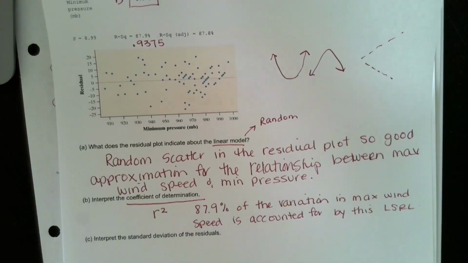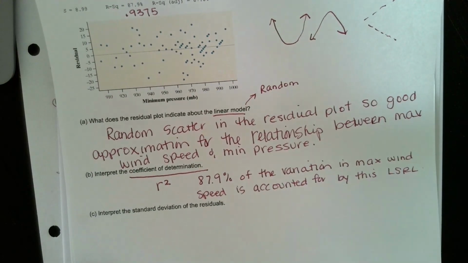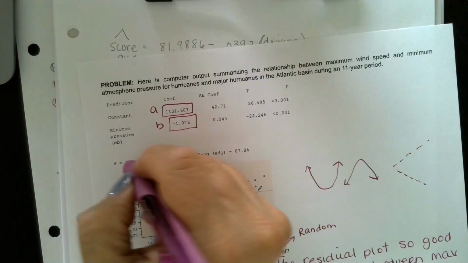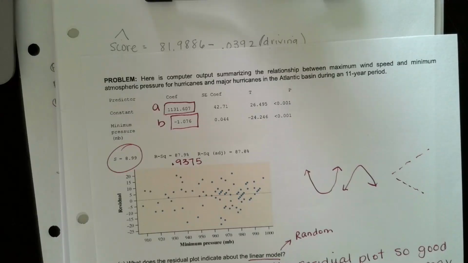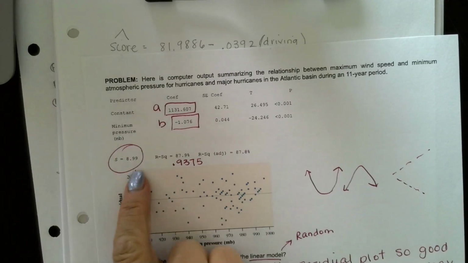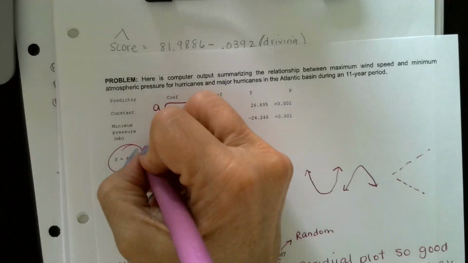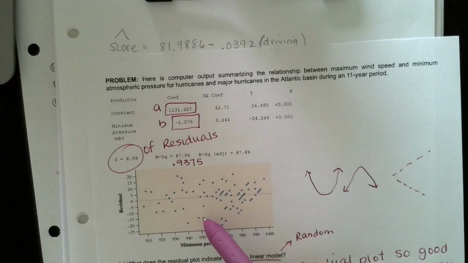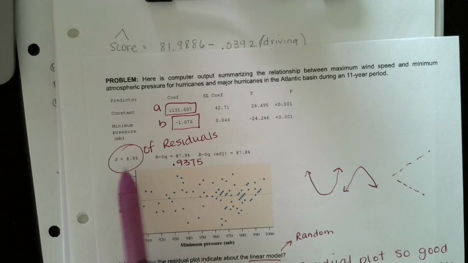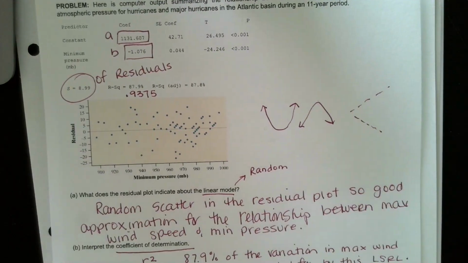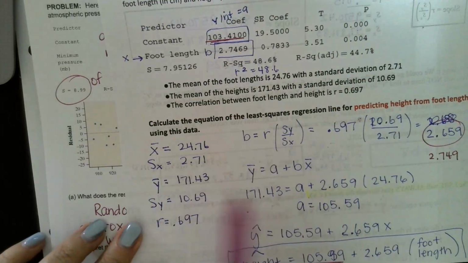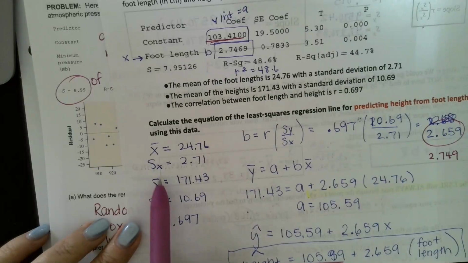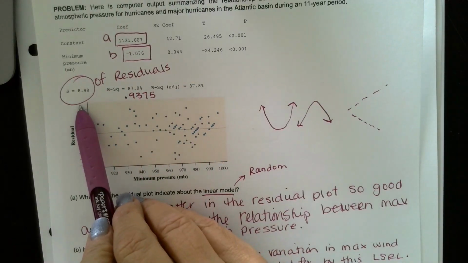All right, and then this, interpret the standard deviation of the residuals. So we haven't really done this very much, so this is a good one to look at. From my computer printout, I have the standard deviation of 8.99. Now, because this is two variable data, this is the standard deviation of the residuals. So this plot is a residual plot. If it was a standard deviation of x or standard deviation of y, you would see s sub x or s sub y. This would tell you which variable you're talking about. But when I see this, this is just the standard deviation of the residuals.